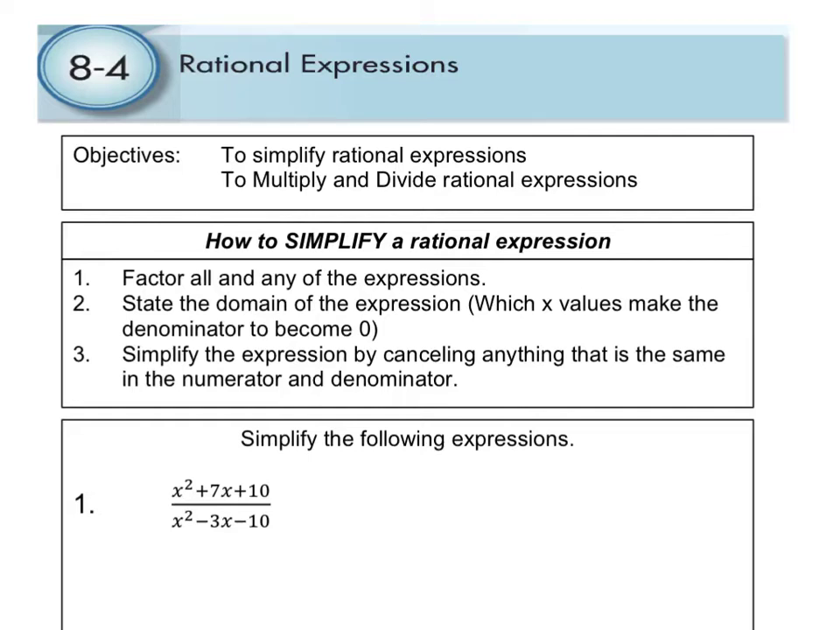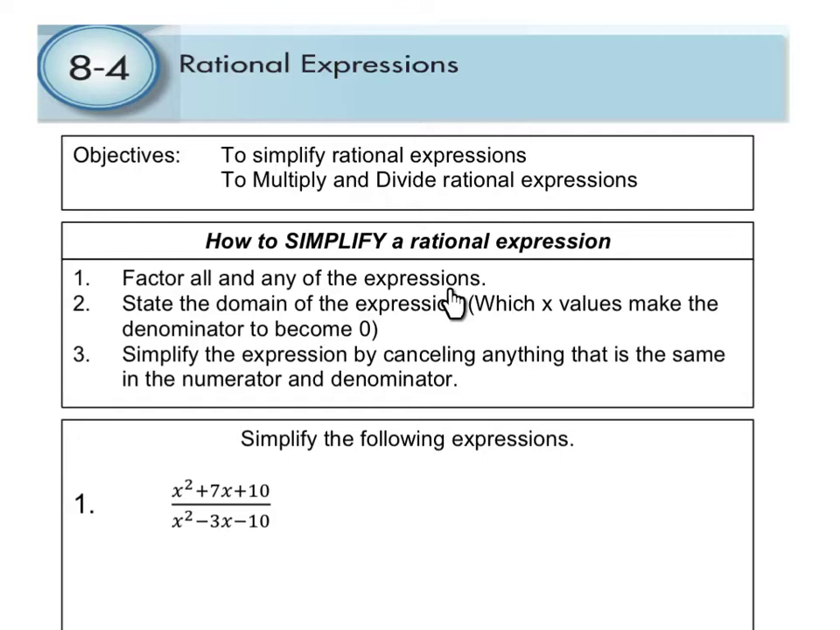First thing we're going to do, we're going to factor any of the expressions that we have, both numerator and denominator. Now, a rational expression is essentially a ratio, or a fraction, with variables in it. So the first step here is we're going to factor all of the expressions.